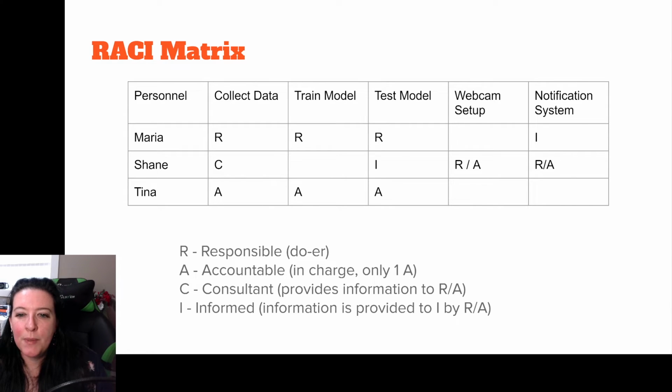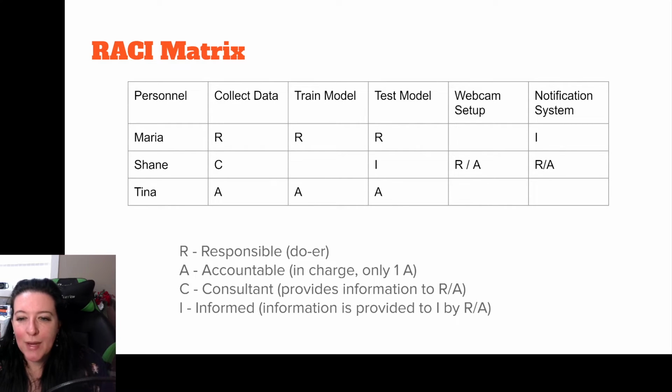Now, you can have someone be both responsible and accountable. So we can see here that when it comes to webcam setup, Shane is both the doer and the person who is in charge. Now, you can see here that every activity doesn't have everyone involved. So, for example, when it comes to training the model, Maria is doing the training, and Tina is the one accountable, and Shane is not involved at all in that process. And when it comes to the webcam setup, Maria and Tina are not involved. So every box in the RACI matrix does not need to be filled.